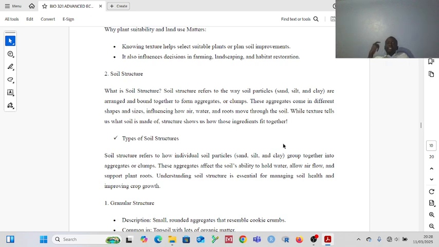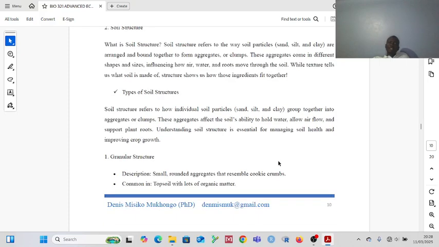So texture tells us what soil is made of, but structure shows us how what makes up that soil is put together. How the ingredients that make the soil fit together and are joined together describes the structure. Structure comes in different types. One could be granular.